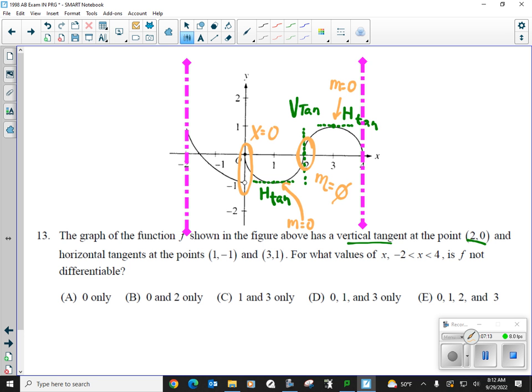So at 2 and at 0, when x is 0, x is 2, that's where my function is not differentiable. Love me some graphs.